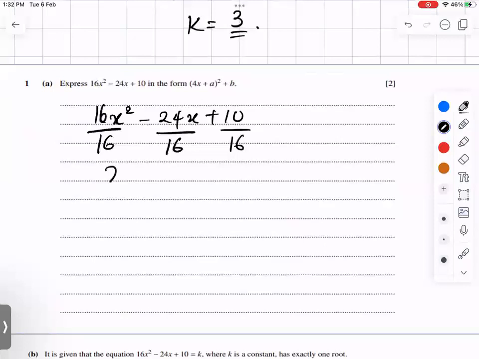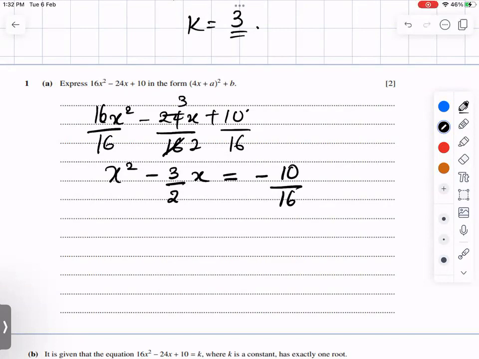So this gives me x squared minus 24x divided by 16. I'm breaking it down: 8 can go into 24 three times, and into 16 two times. So this gives me 3 over 2 x. 10 over 16, I can leave it as 10 over 16, I can still break it down. So I will decide to move it to the other side to give me minus 10 over 16. So this is what we have here.